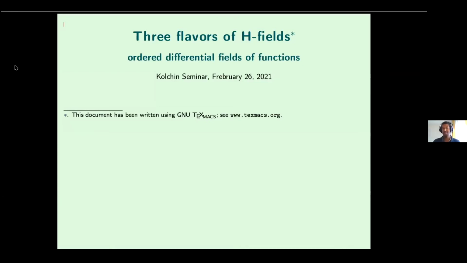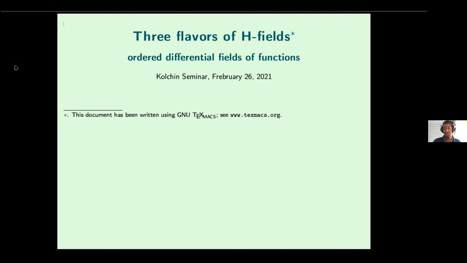So I'm going to talk about ordered differential fields as models for real valued differentiable functions. The idea would be to present three types of models for such functions, three types of what are called H fields, that are different but really closely related.